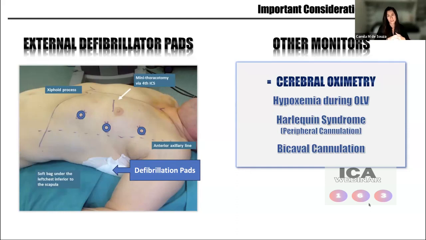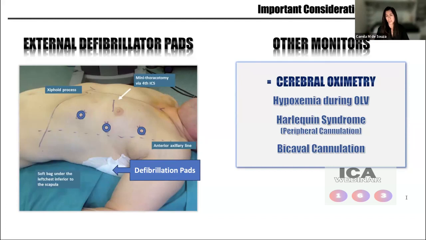Another factor to consider is the fact that, as I mentioned before, quite often we'll do peripheral cannulation for these cases. And during that brief period of time between going on bypass and actually cross-clamping the aorta, the brain will receive most of its perfusion from the beating heart. And depending on how much flow is crossing the lungs, this blood may be more or less oxygenated. So cerebral oximetry will tell you right away if the brain is receiving enough oxygen or not.